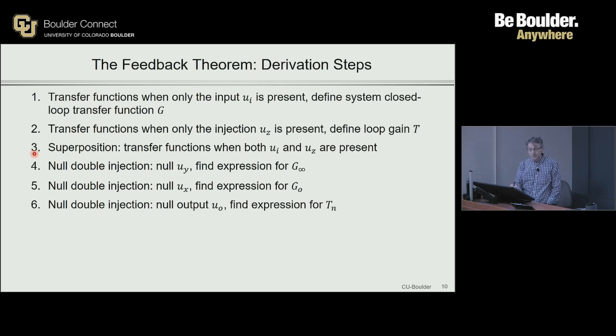Then the next step is very important. We are going to apply superposition and express all output quantities in terms of the contributions that we find in steps 1 and 2. Okay, so those are 3 steps that I think we would be able to do with just basic circuit analysis knowledge. The steps that follow are a little bit unusual. They rely on what is called null double injection. I'll try to explain it carefully. We'll actually have 3 such steps: first nulling UY and finding an expression for G infinity, then nulling UX and finding an expression for G naught, and then finally nulling the output U naught and finding an expression for Tn, right? So let's go through these steps.